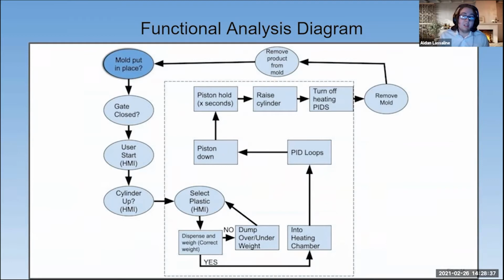The operator then uses the HMI to lift the piston and select which of the 6 types of plastic they would like to use for their mold. Once done, the design concepts we discussed earlier will dispense, weigh, and feed the plastic into the heating chamber. And from here, the plastic is heated and the piston pushes it through the nozzle into the mold.